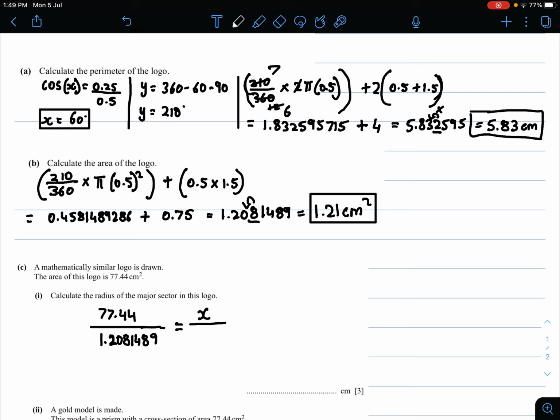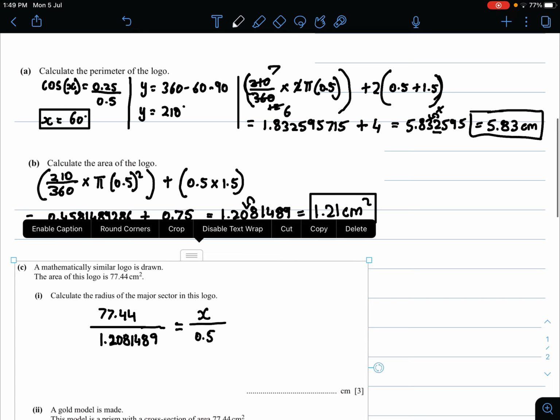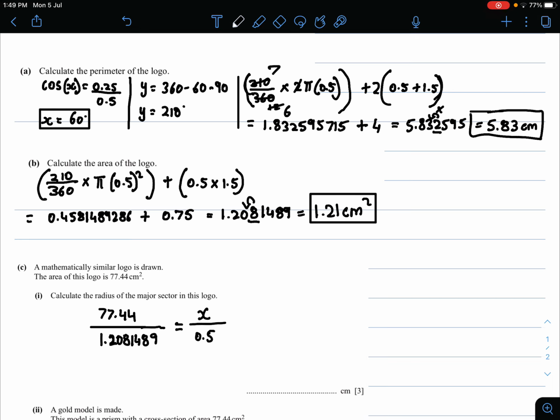So the old logo's radius would be 0.5. Now simply all you have to do is solve for x. So therefore x is equal to, my bad, since it's the area, you have to square the radius. Even if it was height or any other measurement that you were using to find, you would still square it, because you have to get it to the same unit as your area.